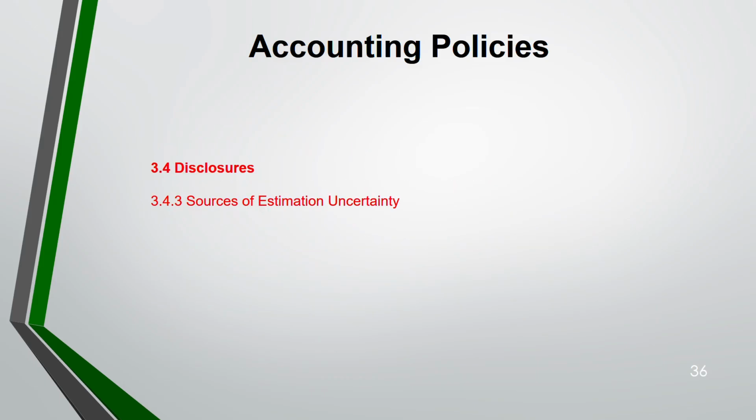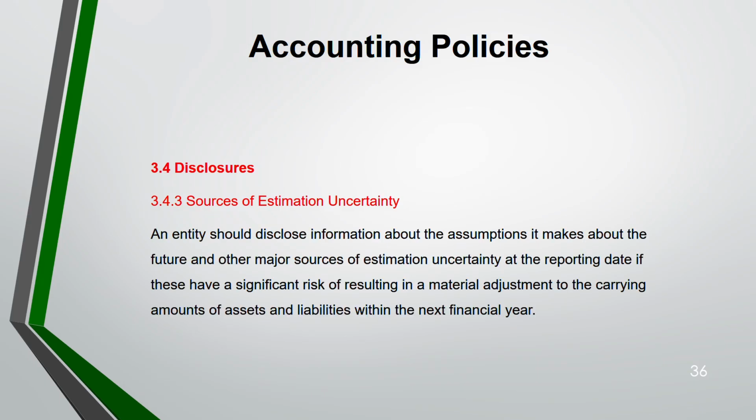Now, sources of estimation uncertainty. This also you have to disclose because you have to use some estimation for accounting policies. Okay, so an entity has to disclose about the assumptions that they make about the future and other major sources of estimation uncertainty at the reporting date if it has a significant risk of resulting in material adjustments to your carrying amount of assets and liabilities within the next financial year. That means if in the next financial year your carrying amount of assets and liabilities could significantly change, or if a material adjustment is needed, risk is significant, you have to disclose this.